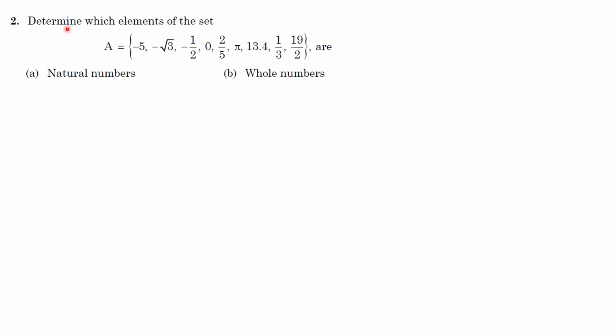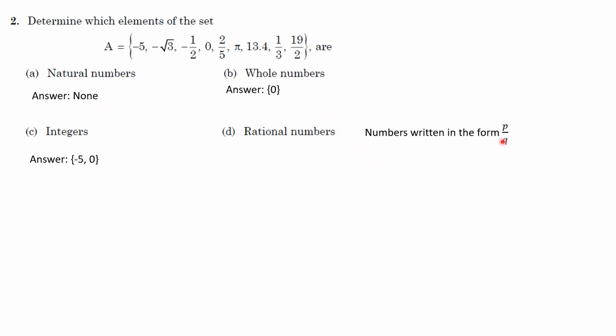Now, question number 2. Determine which elements of the set are natural numbers and whole numbers. So, natural numbers start from 1, 2, 3, 4 and so on, right? So, natural numbers: none. Whole numbers: only 0. Next, you have to find integers. So, integers will be minus 5 and 0.